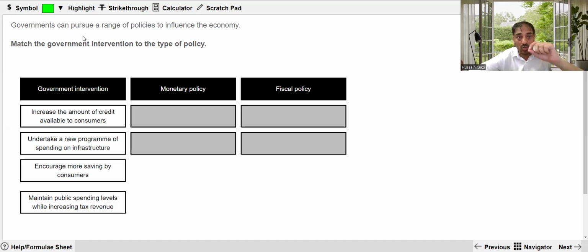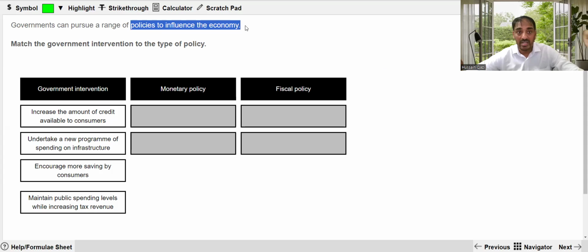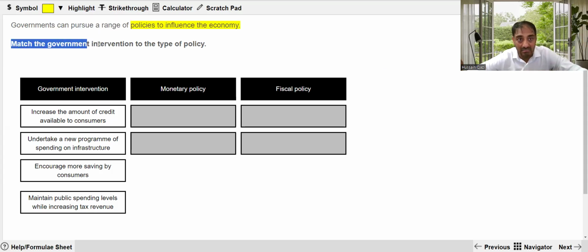Government can pursue a range of policies to influence the economy. So number 1, you need to identify which area of the syllabus the examiner is examining. This is something about financial management, function and environment. Government can pursue a range of policies to influence the economy. Match the government intervention to the type of policy.